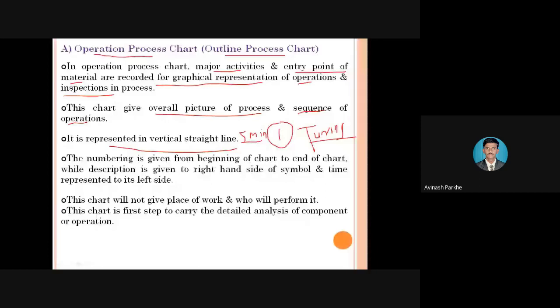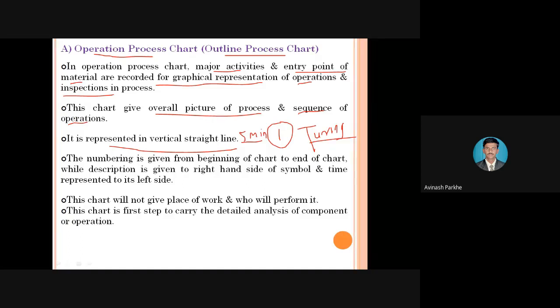But this operation process chart will not give the information about the place of the work and who is performing it. At which place these operations and inspections are going on, whether in the design department, or in the production department, or in the manufacturing department, such types of information will not be achievable in this operation process chart.